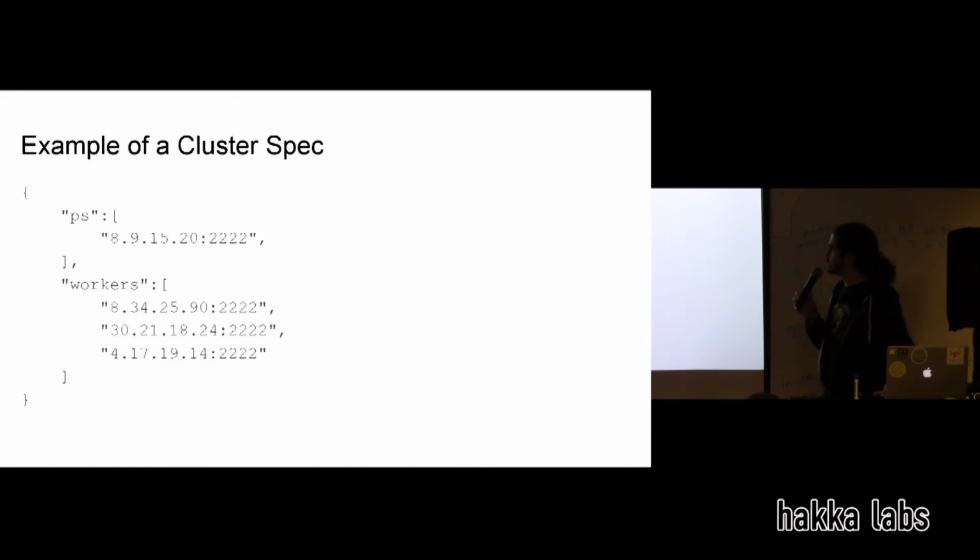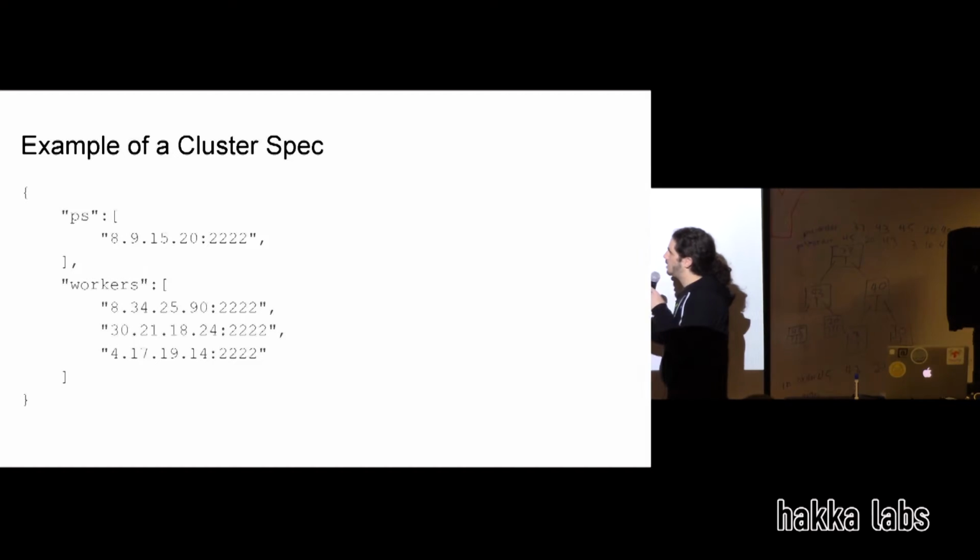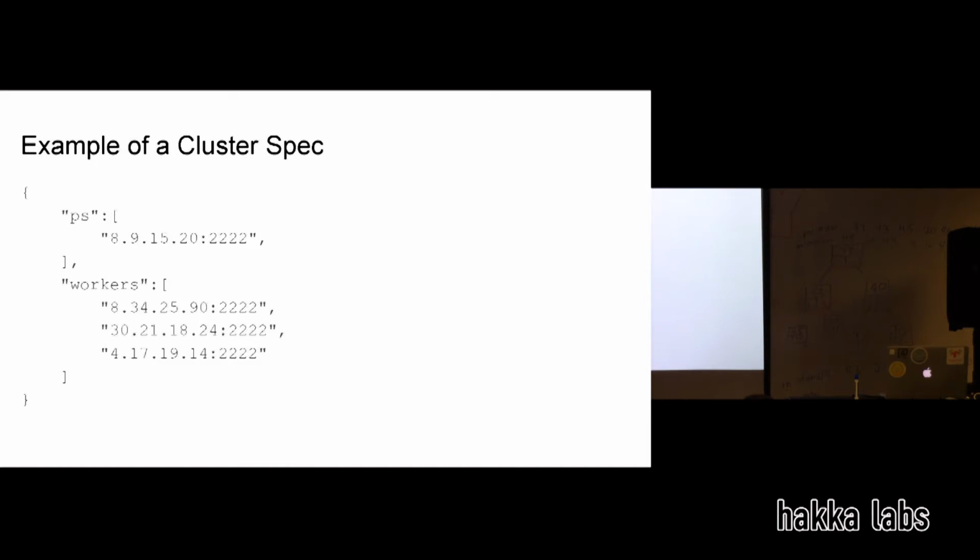Now, let's get practical with an example of a cluster specification. In this example, we have a parameter server. It's written very briefly at the end of the tutorial that PS stands for parameter server. And then you have a set of workers. So this is a job: we have this job with one task, and this is another job with three tasks.